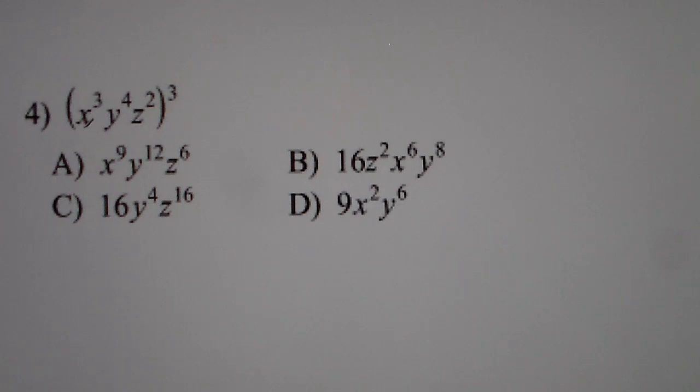Look at number 4. We have x to the 3rd times y to the 4th times z squared, all of it to the 3rd power. So that means that 3 is going to say hello to each and every single one of those variables. So x to the 3rd to the 3rd power, 3 times 3 gets us x to the 9th. Y to the 4th, 4 times 3 gets us 12. So we get y to the 12th. And then z squared to the 3rd power, well, 2 times 3 gets us 6. So it'll be z to the 6th.